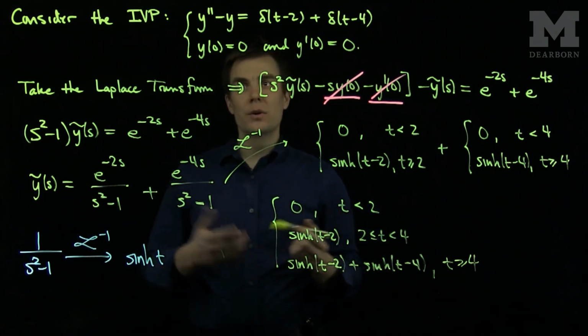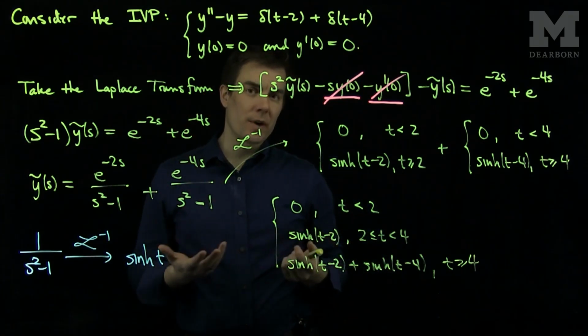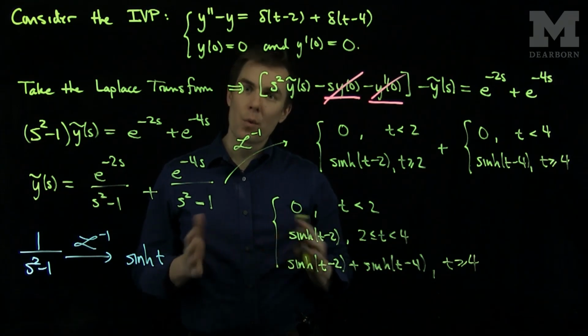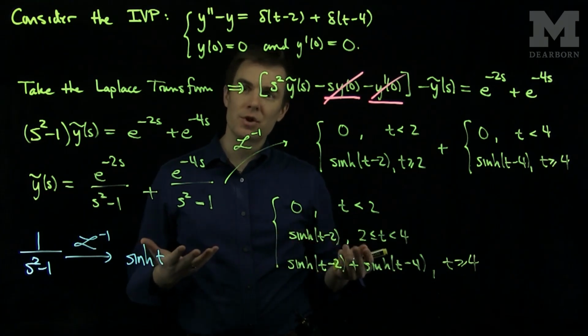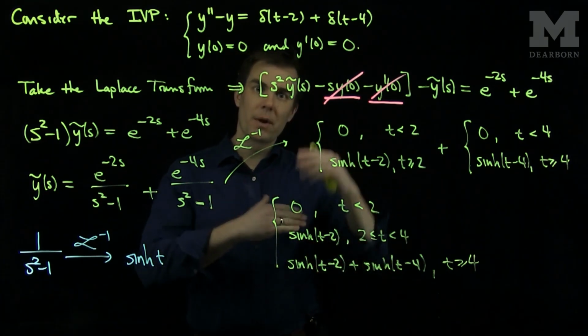So, to conclude, whenever we have delta functions on the right-hand side of an initial value problem, we will Laplace transform and together use the shifting rules to write down the final solution bit by bit.